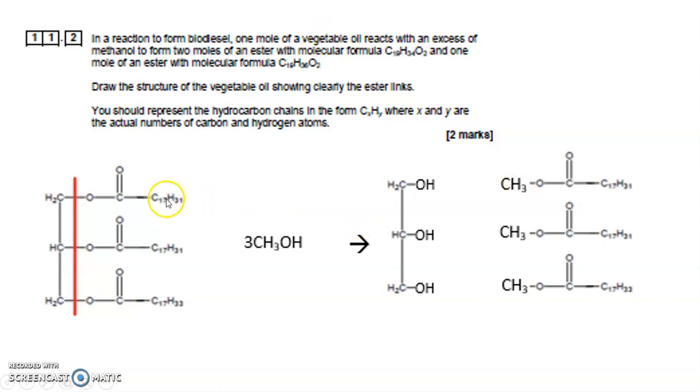Now, why have I chosen C17H31, C17H31, C17H33? When you have a look here, then there's a CH3 that's joined, that's 1 carbon. There's a carbon in the ester group in the CO, so that's 1, 2, and then there's the remainder. Okay, it says here it makes an ester with a molecule of C19H34O2, 2 moles of that, so it's got 2 moles of C19H34O2 and 1 of C19H36O2.